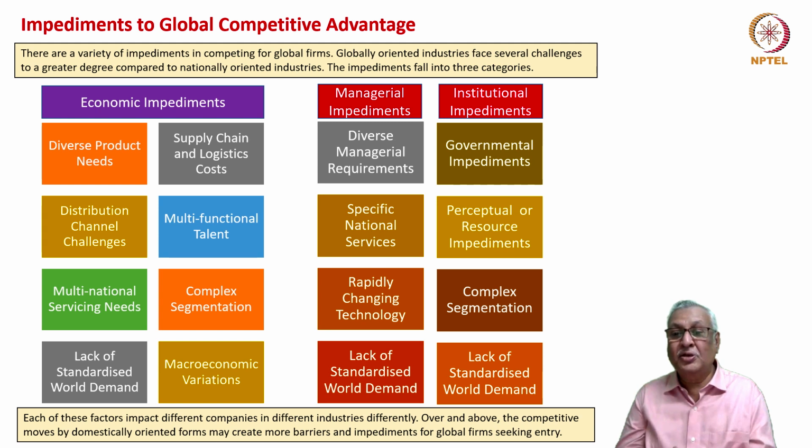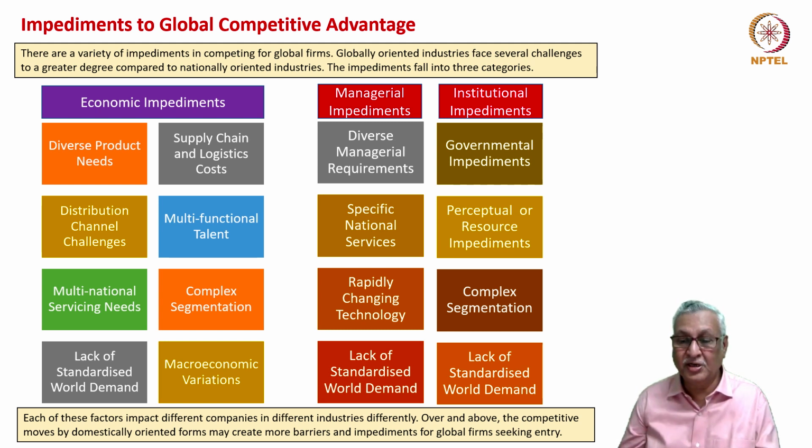There will be perceptual or resource impediments. People may think that India is power short or India is water short, but they may not be real. There may be ways and means to secure these resources. There could be complex segmentation. Understanding the local market, local talent pool, and the state governmental differential policies could be a challenge. Again, lack of standardized world demand could lead to different institutional impediments in different countries. Each of these factors would affect different companies in different industries differently.